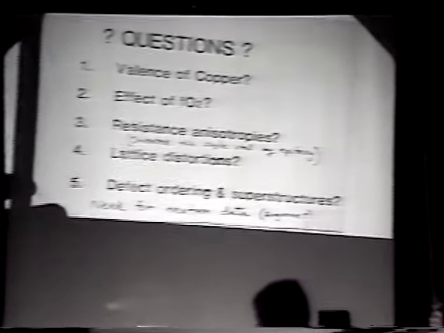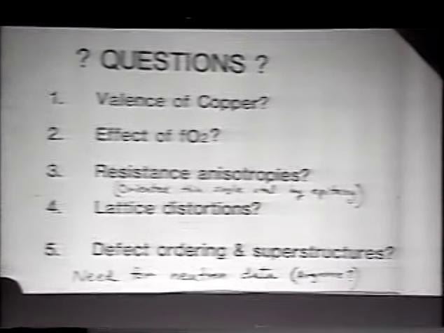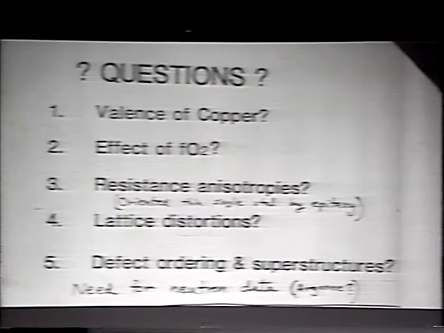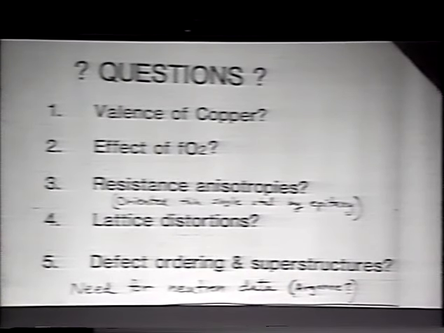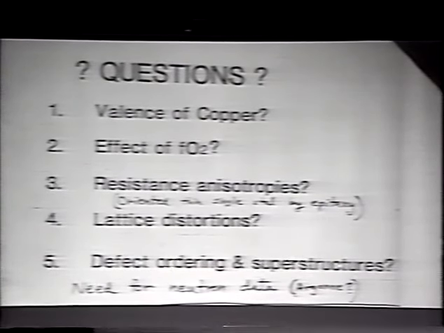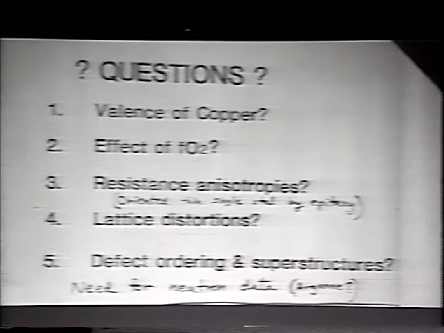I'd like to end with posing a few questions that we think are rather intriguing in light of all this, things that we're certainly not able to answer right now and would like to see more work on. First of all, in detail, what is the valence of copper and what is the effect of FO2 on that? I think we're just seeing a small amount of Cu3+, whereas the Bell Labs group seems to be seeing a lot more Cu3+. I think that may reflect the difference between the orthorhombic and the tetragonal type.